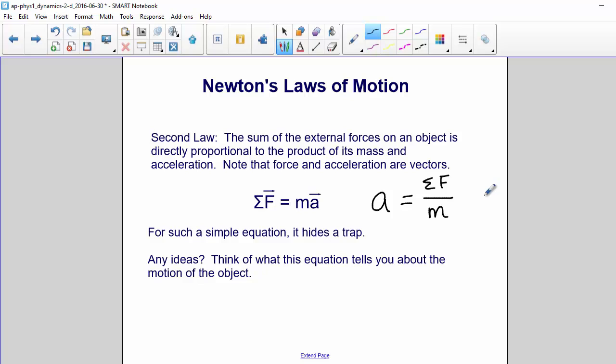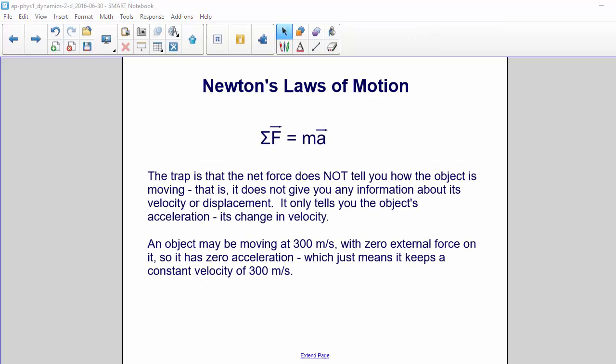Now, for such a simple equation, it hides a trap. Any ideas? Think of what this equation tells you about the motion of the object, and think about what it doesn't tell you. The trap is that the net force does not tell you how the object is moving. That is, it does not give you any information about its velocity or displacement. It only tells you the object's acceleration, its change in velocity.